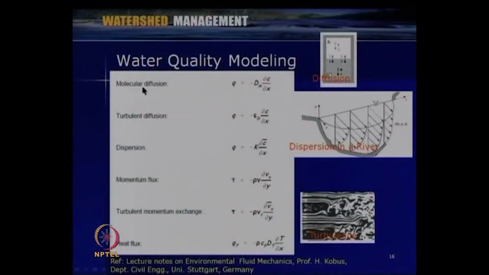So, as far as water quality modeling is concerned, as we discussed, the various important parameters which we have to consider are the molecular diffusion, turbulent diffusion, dispersion, momentum flux, turbulent moment exchange, heat flux, etc. These various terms are quantified as shown here. Like diffusion or dispersion within a river, or turbulence, all this we have to consider when we look into water quality modeling.